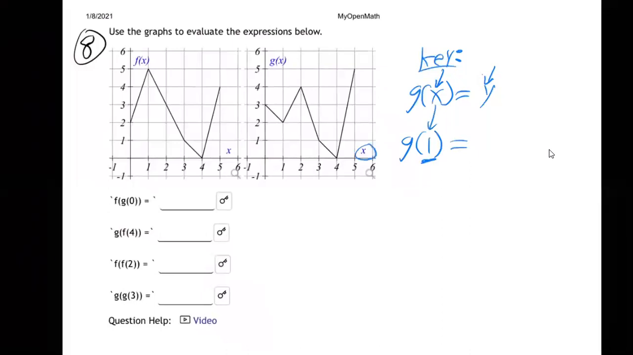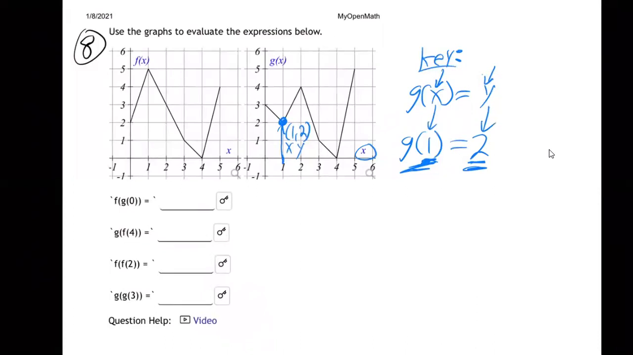So in other words, if they ask me g of 1, they're really saying x is 1. Go to the x-axis, find 1, go up to the graph, find that dot, right? That's the dot over 1, up 2. The x is 1, the y is 2. That would equal 2. When x is 1, y is 2. On the g graph, g of 1 is 2. Does that make sense, what we're doing?